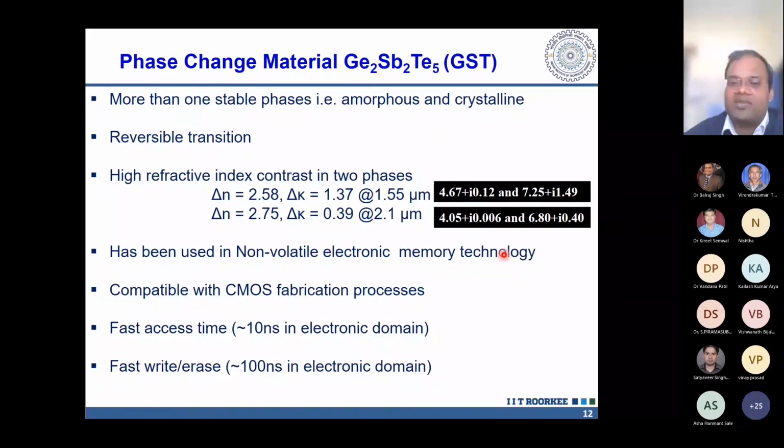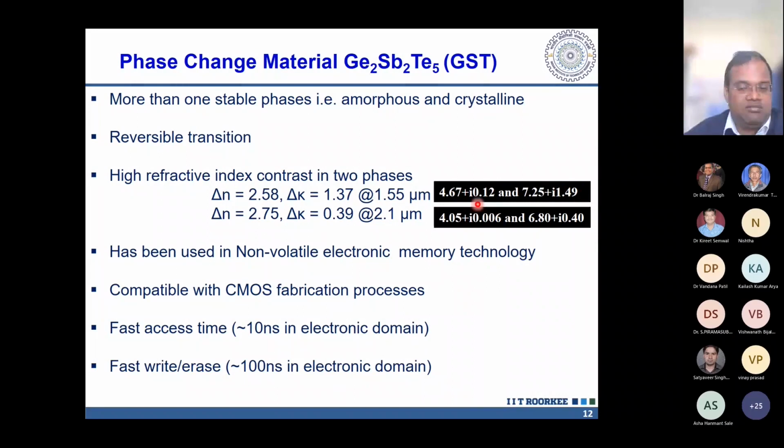If you are looking at 1550 nanometer, 4.67 versus 7.25 in the same material, which you can also switch from crystalline to amorphous and vice versa. The beauty of this material is it not only gives the refractive index change in the real part, but it also gives the change in the imaginary part, 0.12 to 1.49. This is also huge. And luckily at 2 micron also, the same material can again give the high refractive index contrast. So we can make devices at 1550 nanometer as well as at 2 micron.